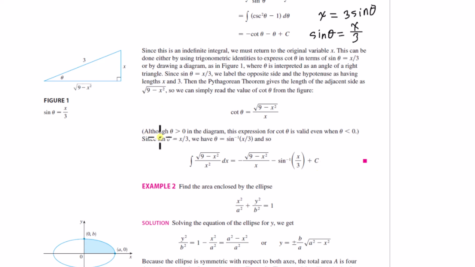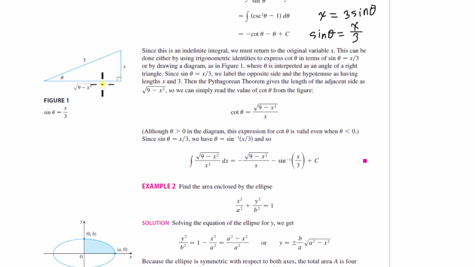Okay, now it notes, although theta is greater than 0 in the diagram, so you might say, well, what about if theta is negative? This expression for cotangent theta is valid even when theta is less than 0. So you don't have to worry about, do I make the theta negative or positive? Just draw a right triangle with a positive theta, and then use whatever your original definition is for the substitution. That will allow you to put two sides of the triangle.